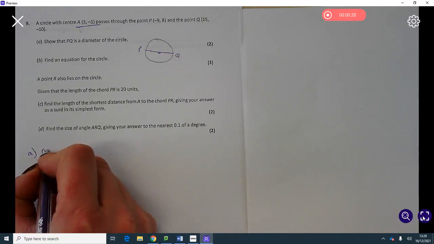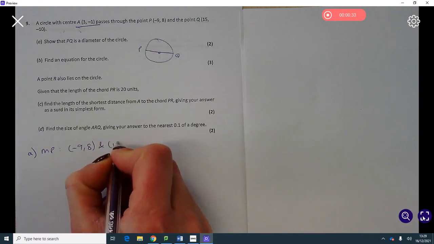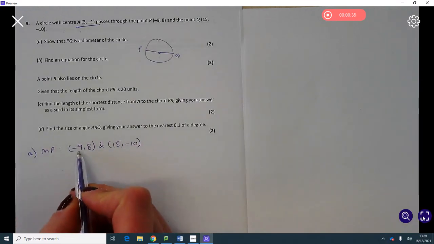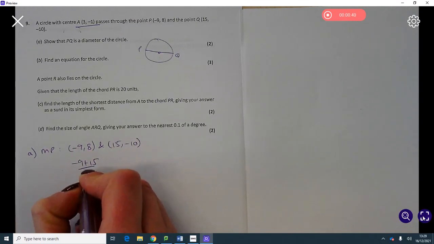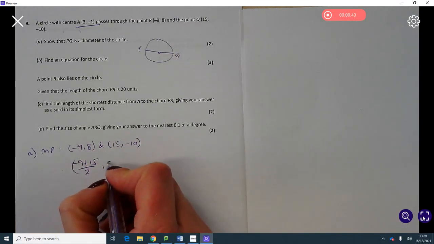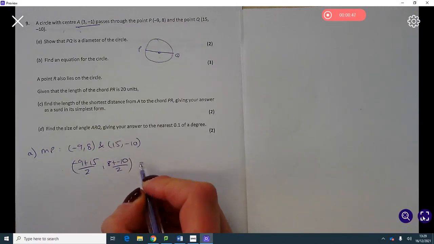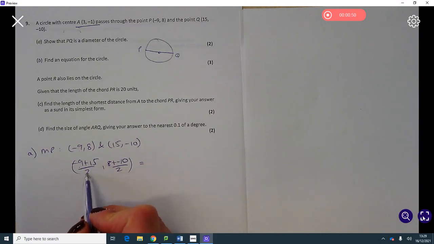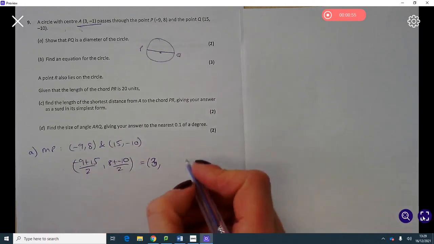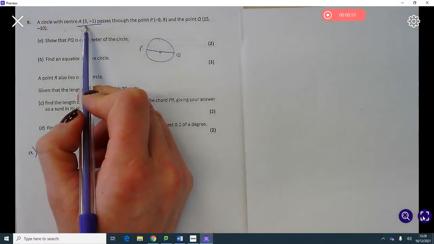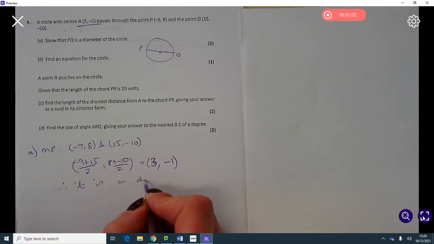So for part A, the midpoint of (-9, 8) and (15, -10). The way to find that is to add together your x coordinates and divide by 2 to find the average, add together your y coordinates and divide by 2 to find the average. So that gives you 6 divided by 2 is 3, and -2 divided by 2 is -1. So it passes through the centre, therefore it is a diameter.